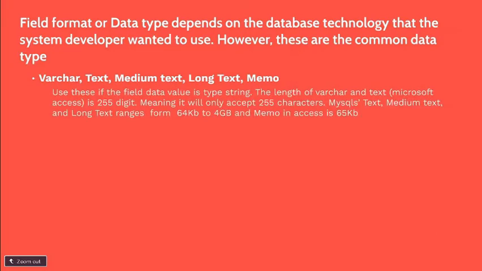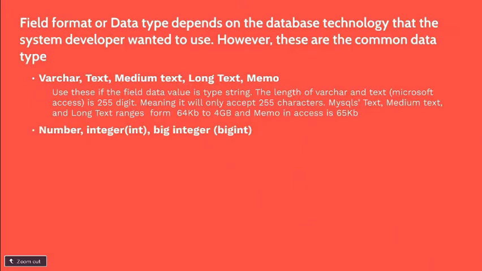File format or data type depends on the database technology that the system developer wanted to use. However, these are the common types of data. We have here varchar, text, medium text, long text, memo. These are used if the field value is of type string. The length of varchar and text in Microsoft Access is 255, meaning it will only accept a maximum of 255 characters. In MySQL, text, medium text, and long text range from 64 KB to 4 GB. The memo in Access is up to 65 KB.